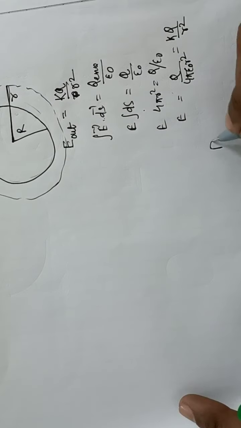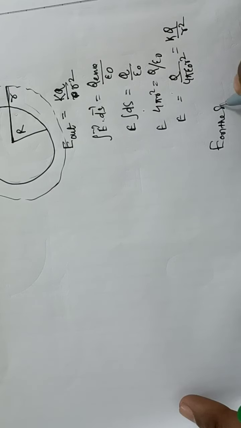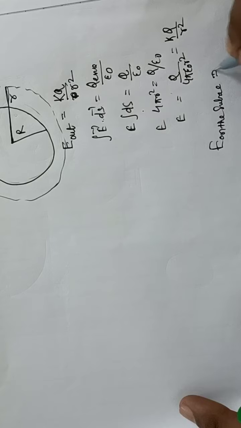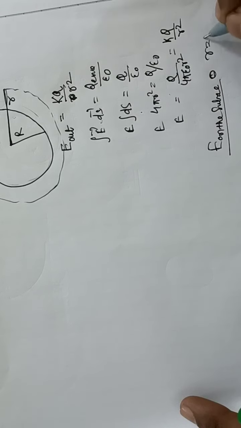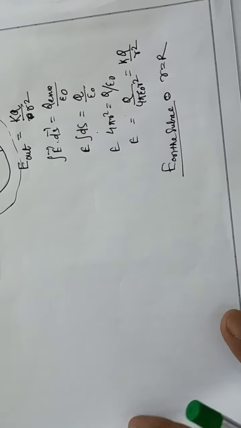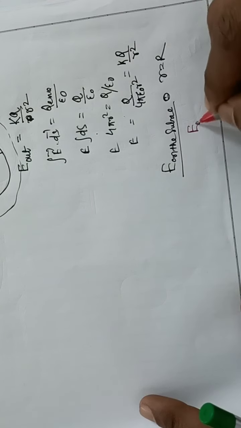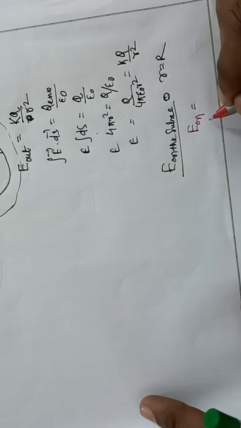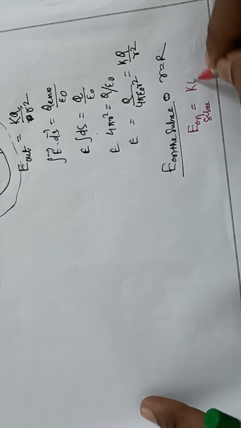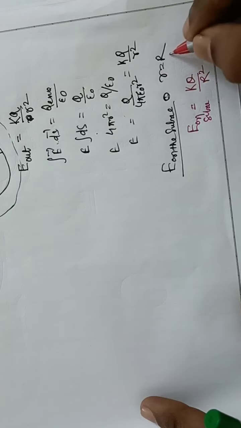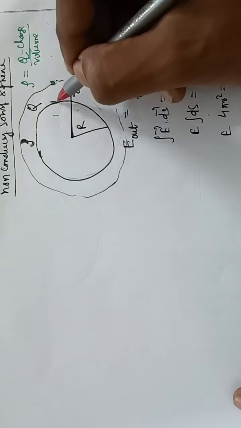And on the surface, small r is equal to capital R. So definitely the expression on the surface is nothing but kq upon capital R square, because small r equals capital R exactly on the surface.